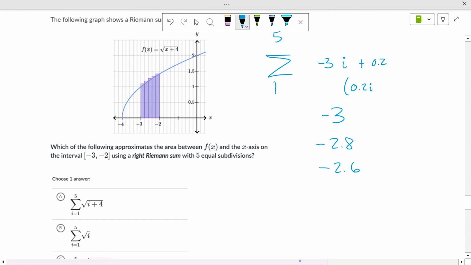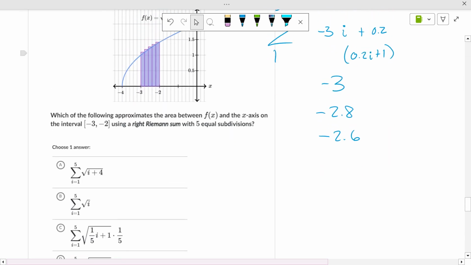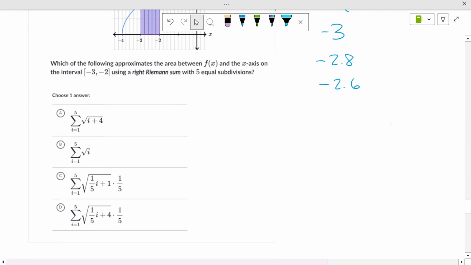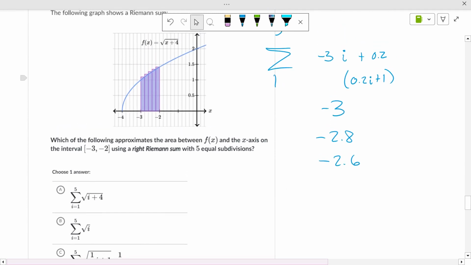I plus 1, what does that do for me? Well, 0.2 times 1 is 0.2 plus 1 is 1.2. That doesn't get me to there. So then they say, well, what about plus 4? Well, that wouldn't get me there either. Because I'm working on, oh, this is the height. So the height should be 1 the first time under square root plus 4. All right.